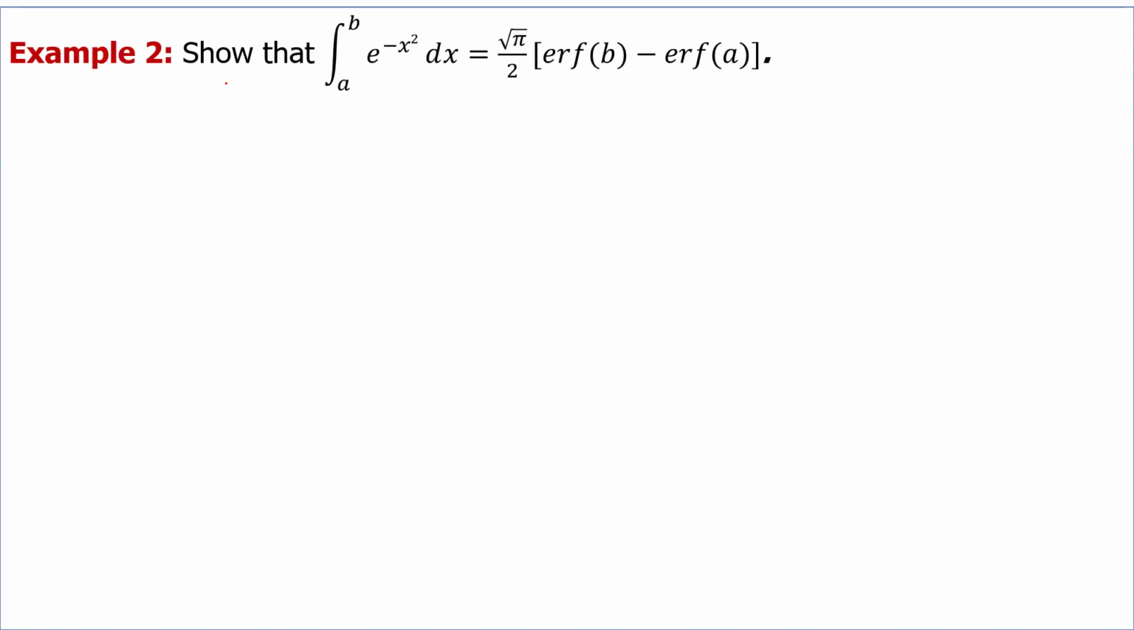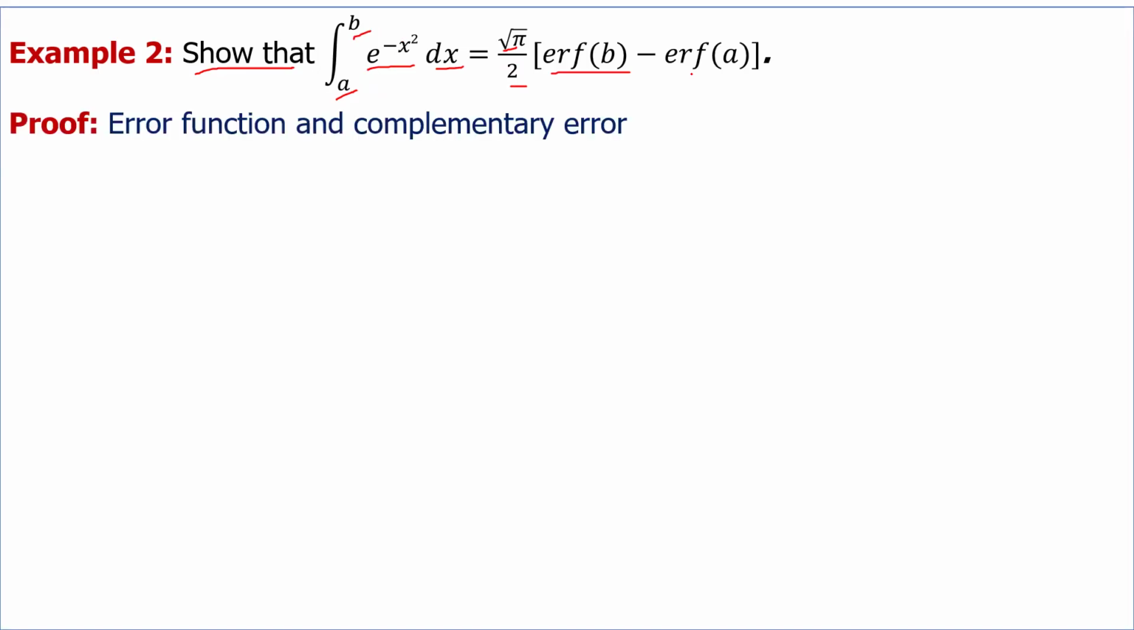Now in this lecture, we take an example of the error function. The question is to show that the integral of e to the power minus x square with respect to x under the limit a to b is equal to root pi upon 2 times error function of b minus error function of a. So how to prove it?